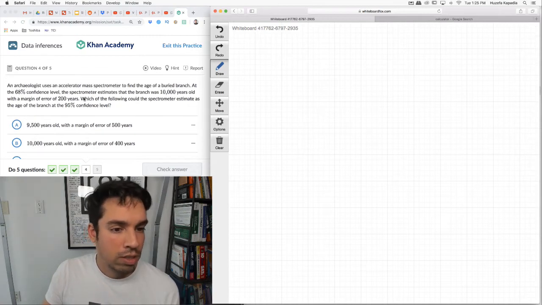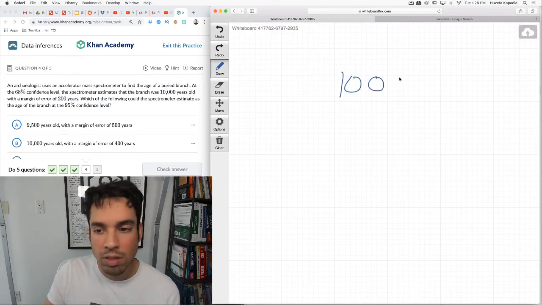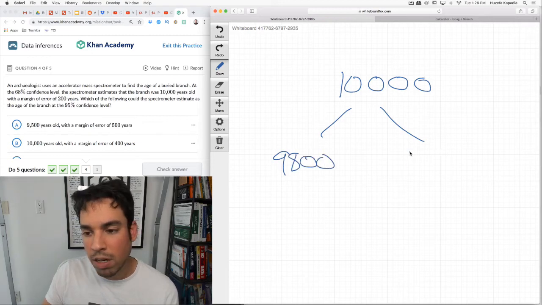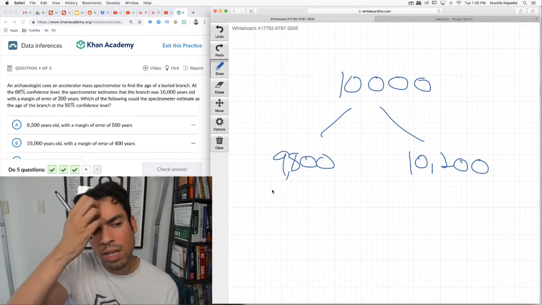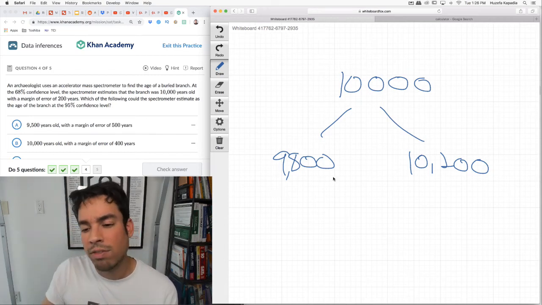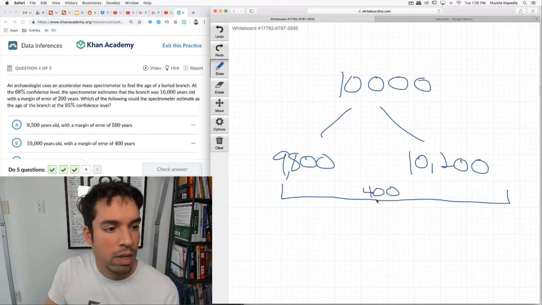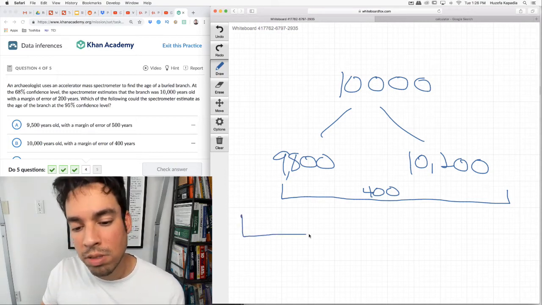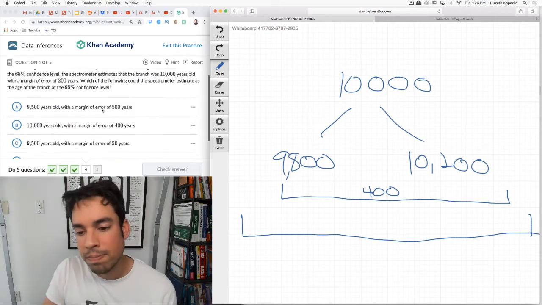Next, an archaeologist uses an accelerator mass spectrometer to find the age, whatever. At 68%, the spectrometer estimates that it was 10,000 with a margin of error of 200. So 9,800 on the bottom, 10,200 on the top. Which of the following could estimate the age at a 95% confidence level? So right now we have a spread of 400. Now, if we're talking about 95%, we need to widen this substantially. It's got to be bigger than 400, right?